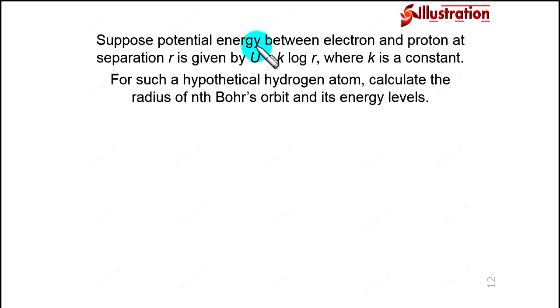But here the potential energy is given by a different formula, because it is a hypothetical hydrogen atom. That means we cannot use the Coulomb formula for calculating the force, and this force cannot be equated with the centripetal force. So, what do we need to do? We need to calculate the force for this type of potential energy.